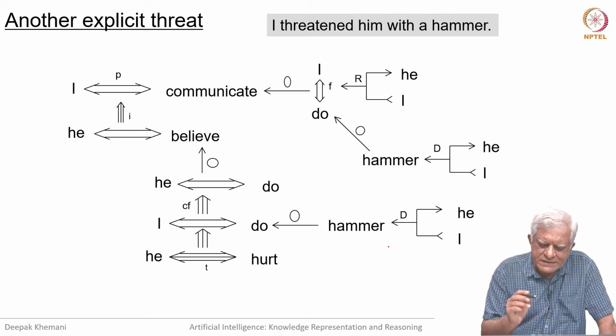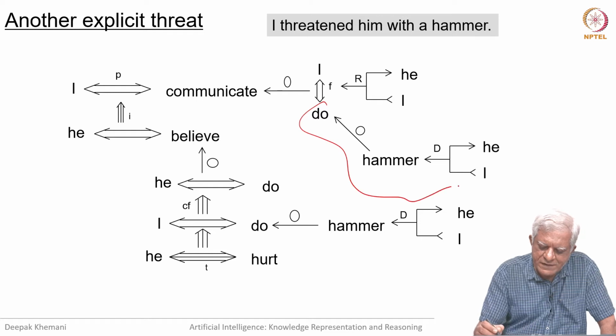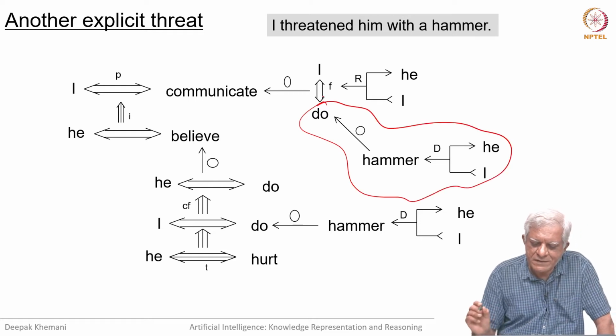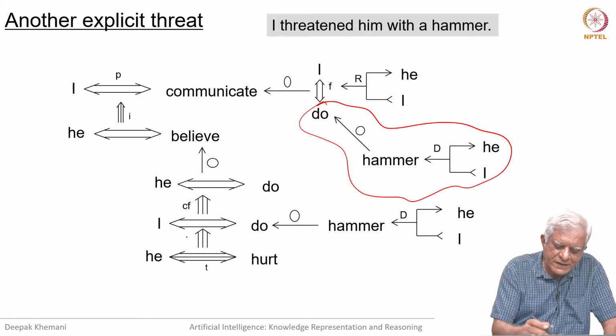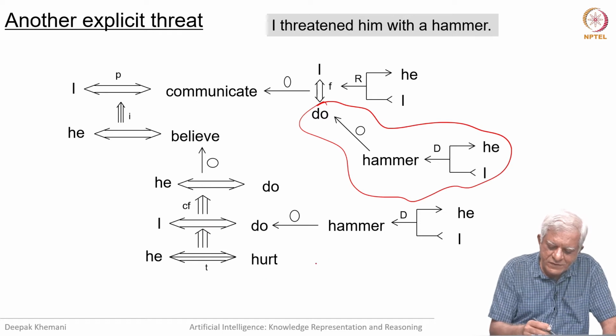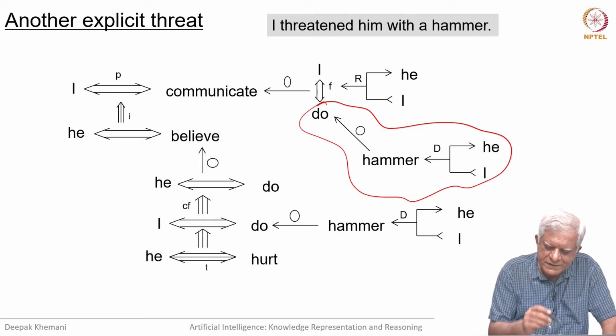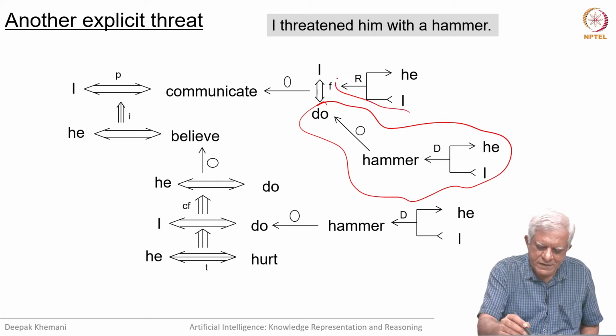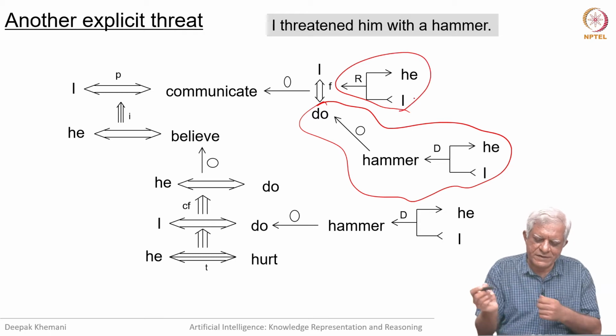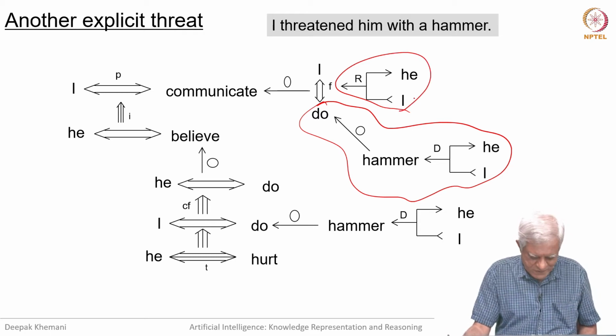So, here is another explicit threat. Again, the structure is the same, except that the action has changed. Now, I am saying that I will do something with the hammer. And he comes to believe that if he does something, then I will do something with the hammer, as a result of which he will get hurt essentially. So, this is from I to he, the hammer, whatever I am doing would be from I to him.